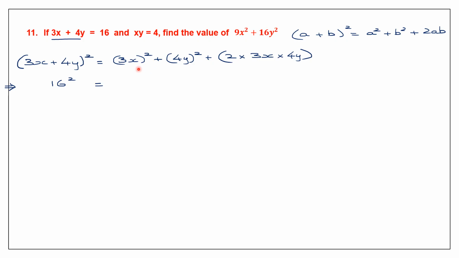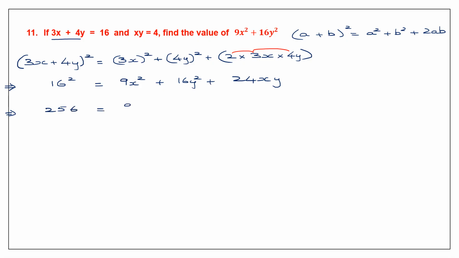3 3s are 9, x into x is x square. So this is 9x square plus, here it is 4y the whole square. So 4 4s are 16, y into y is y square. So 16y square plus, now here let's multiply. 2 3s are 6, 6 4s are 24. 24 x into y is xy. Now let's continue. Now 16 square, 16 into 16 is 256.